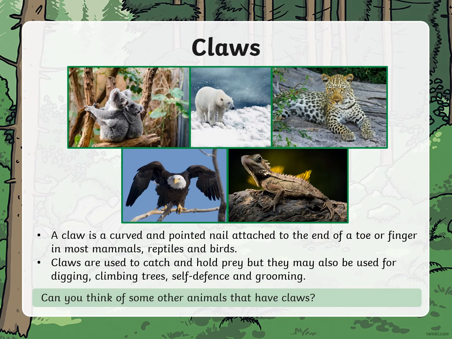Claws. So many animals have claws. We don't have claws though, do we? We have fingers. But lots of animals have claws. Even birds, look, they've got the claws, haven't they, on their feet. And it says a claw is a curved and pointed nail attached to the end of a toe or finger. And most mammals, reptiles and birds have them. Can you think of some animals, guys, that have claws and why they might need claws?